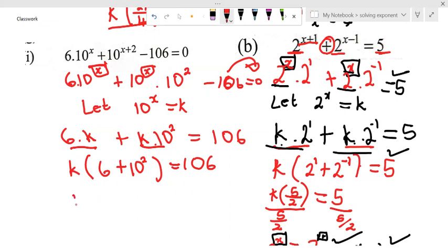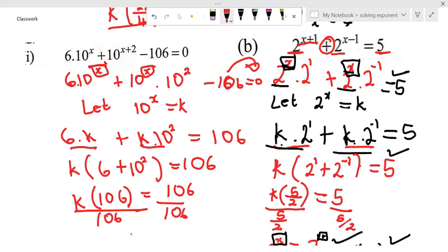So you have k times 106, which is going to be equal to 106. I want k then. How do I get k? So divide by 106, and then k is going to be equal to 1. Now we know what k is. What is k? So we said, okay, instead of writing k, let's write it as 10 to the power of x.